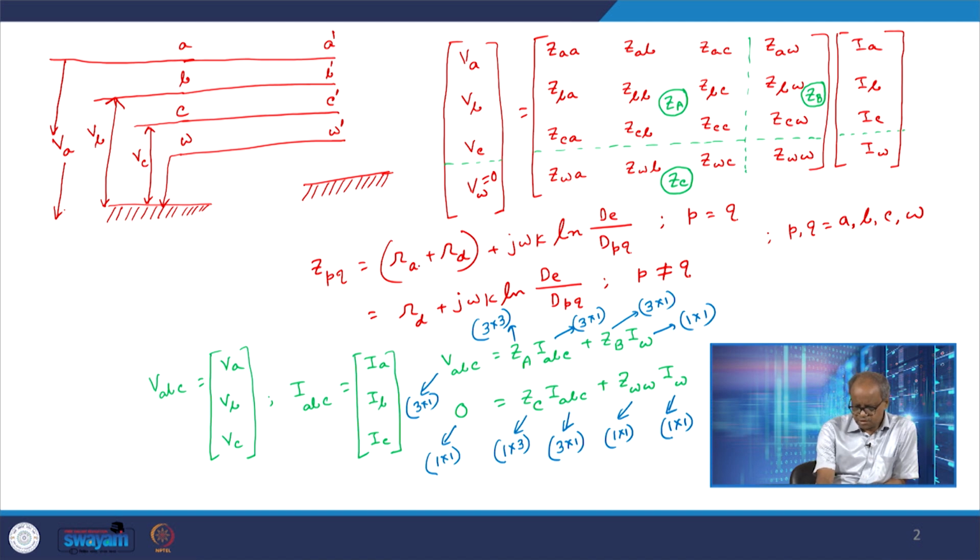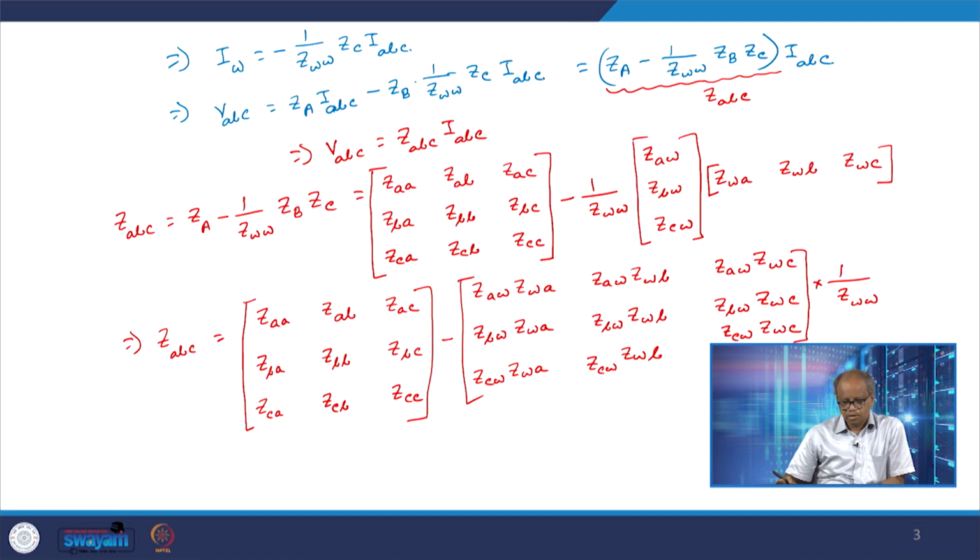Here of course in this case, instead of saying Ra, I should have said Rp, where Rp is the resistance of the pth conductor. So this would be A, B, C, W, because when P is equal to Q, all are the same. Rp is the resistance of the pth conductor, where P varies from A, B, C, W, right? And Rd is nothing but the ground conductor, or rather the earth resistance, which we have already defined.